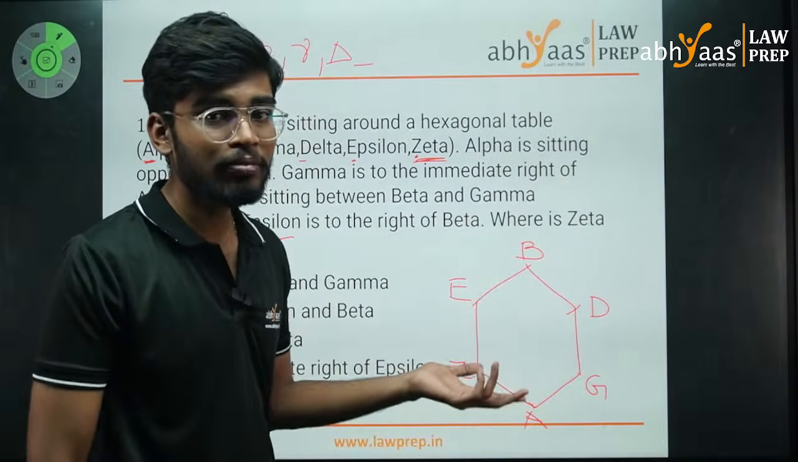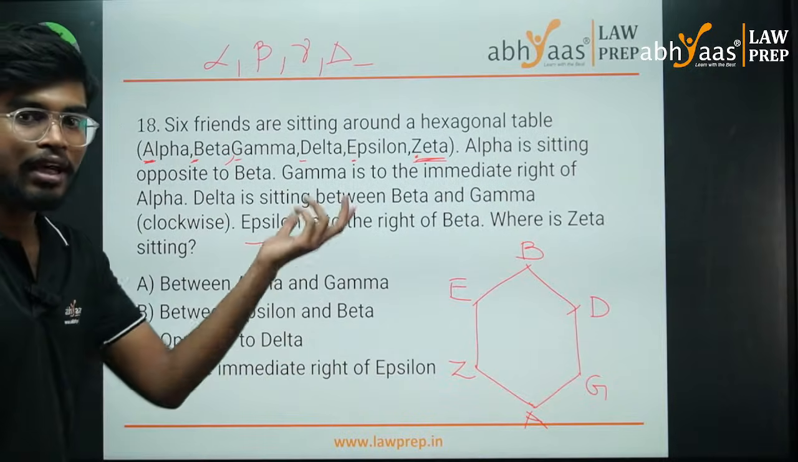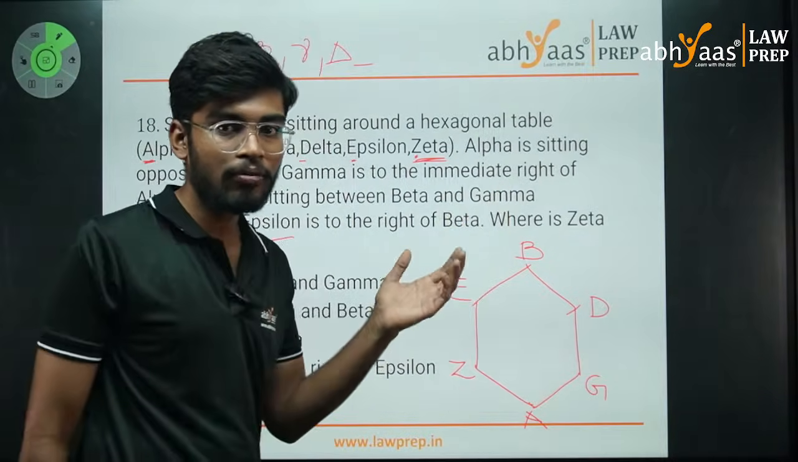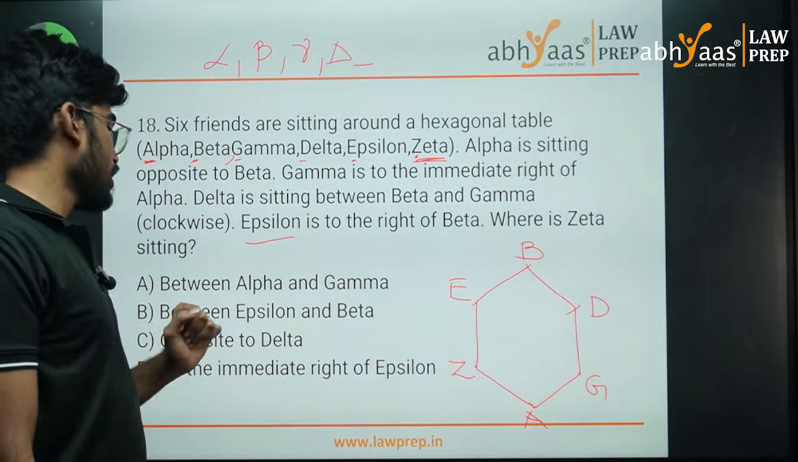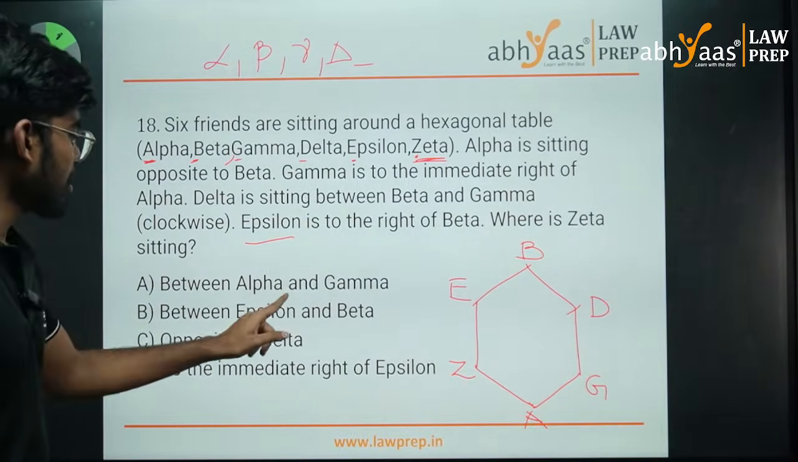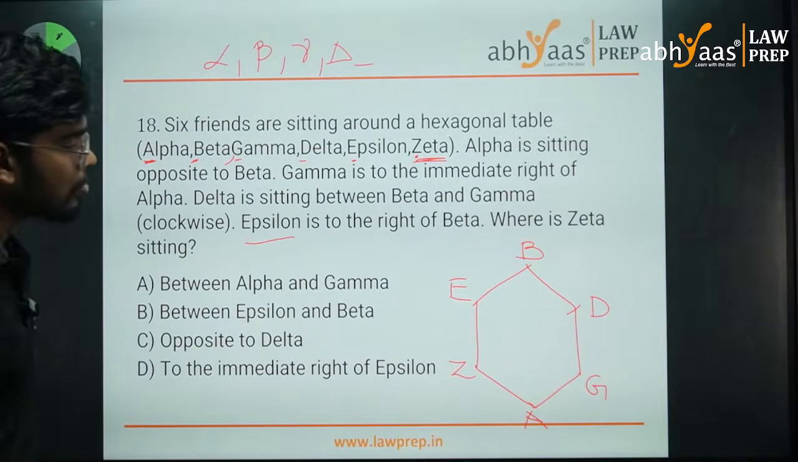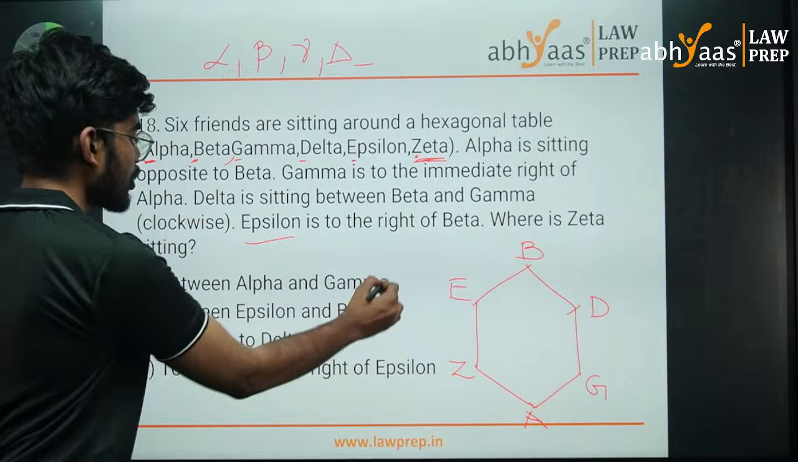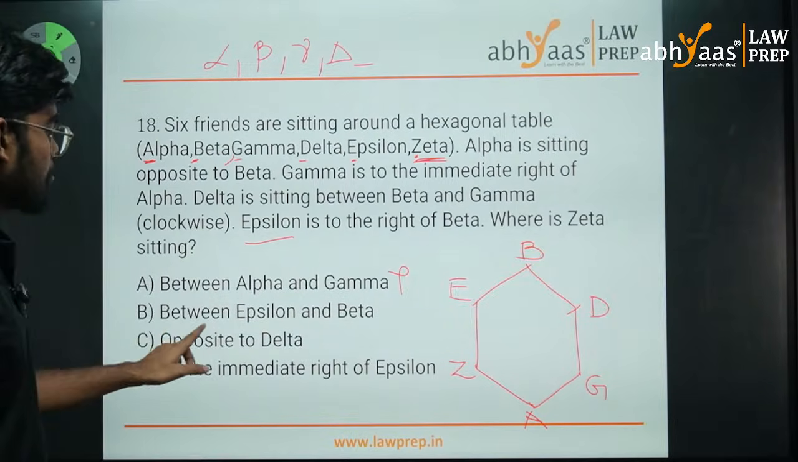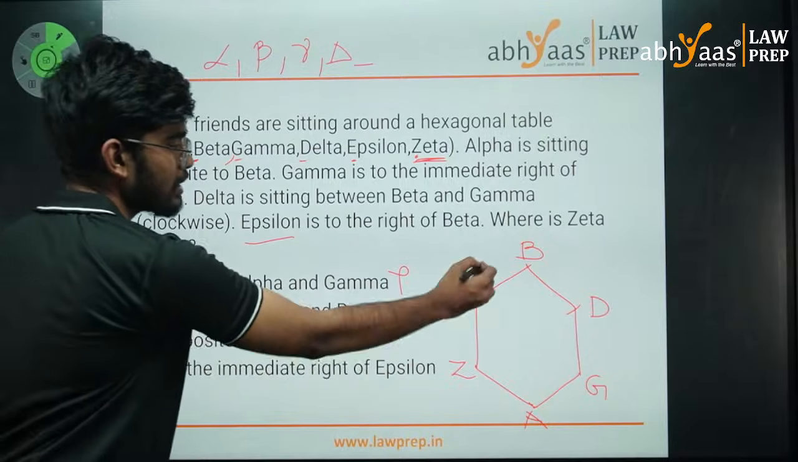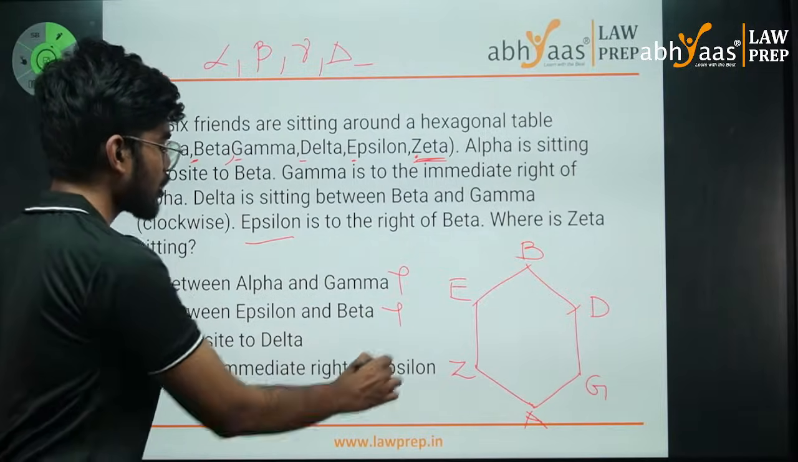If you are having multiple correct options, option D will be like either B or D or both A and B, like that kind of thing. Anyway, where is zeta sitting? In between alpha and gamma? No, it is in between epsilon and A. So this is wrong. Next, between epsilon and beta? No, no one is sitting in between epsilon and beta. So option B is wrong.